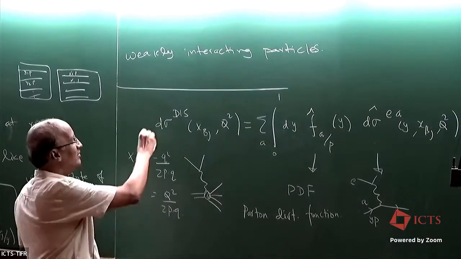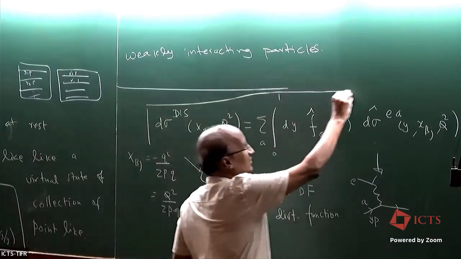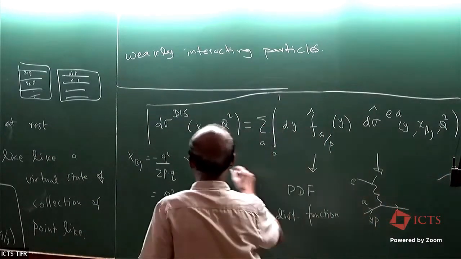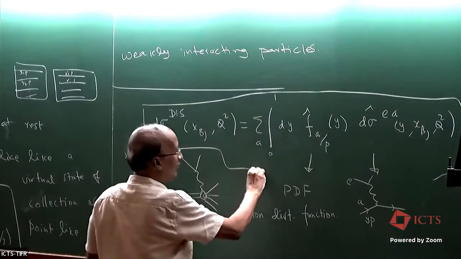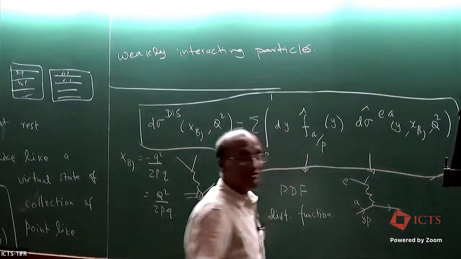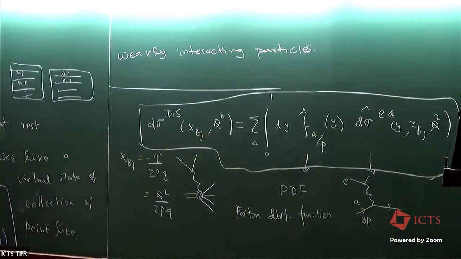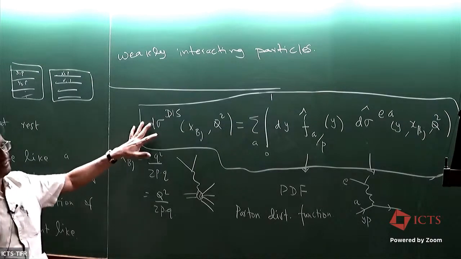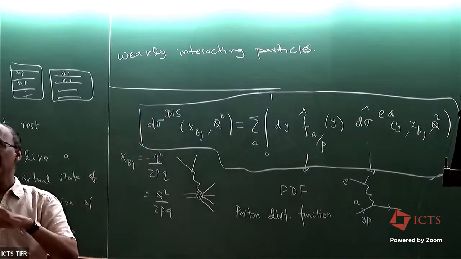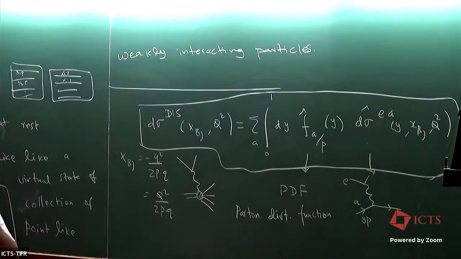This master formula is the one which would help us to calculate most of the scattering processes that we need to compute in high energy physics. This is the first master formula that we need. If I don't have it, I won't be able to calculate any scattering cross section involving hadrons. So it's so important, you better learn this.